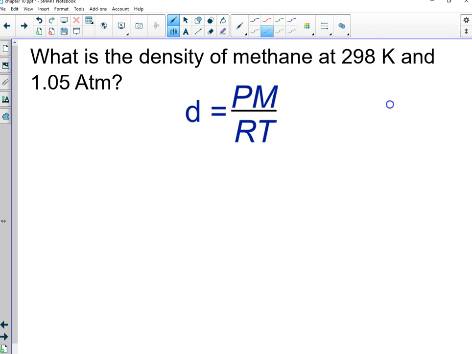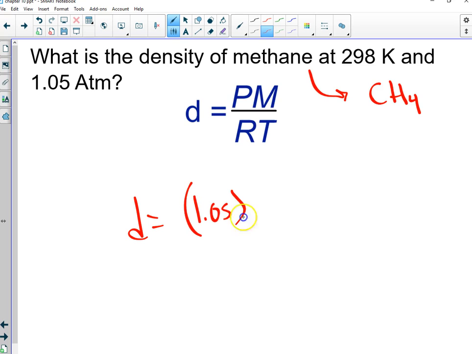Did we do any of these samples? Okay, let's work through these. What is the density of methane at 298 K and 1.05 ATM? We're just going to plug these things in. So density is equal to P, which is 1.05. CH4 is 16 grams, correct? You can put per mole, but I've been super lazy on writing the units in the problem on purpose. That's a waste of time. Just write the right unit in the answer.